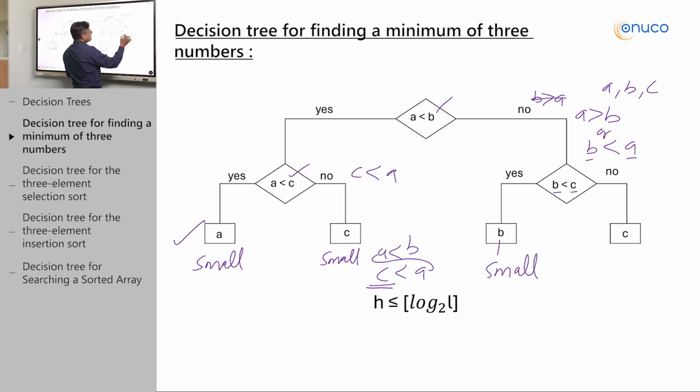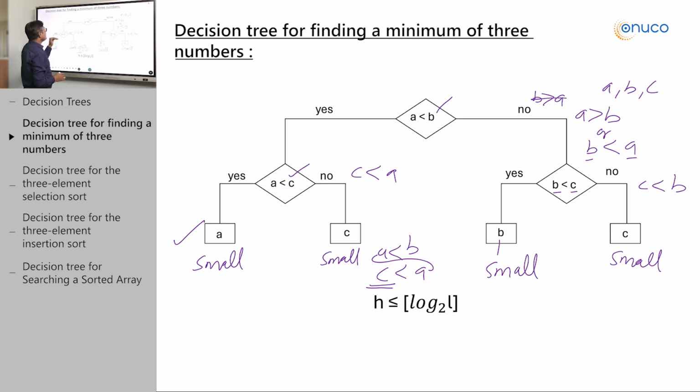If not, then who is lesser? C is less than B, the reverse. So you are saying that B is less than A, C is less than B. We are going to combine this. Who is lesser? C is lesser. So overall, C is small. This decision you make based on the comparisons.